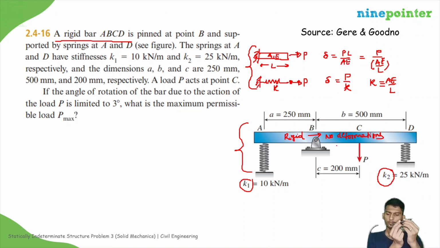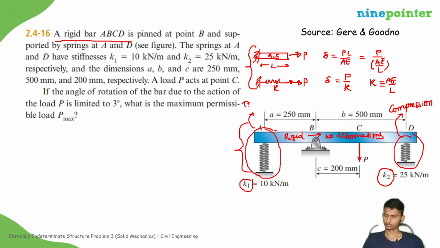So you are applying load P here, so it will try to move downwards. The right part will try to move downward, so that will compress the spring over here, right? Compression. Here there will be tension, right? Okay. So it is given that the angle of rotation, it will rotate like this, and whatever angle of rotation is there should be limited to 3 degrees. Then what is the maximum permissible value of load that you can apply?